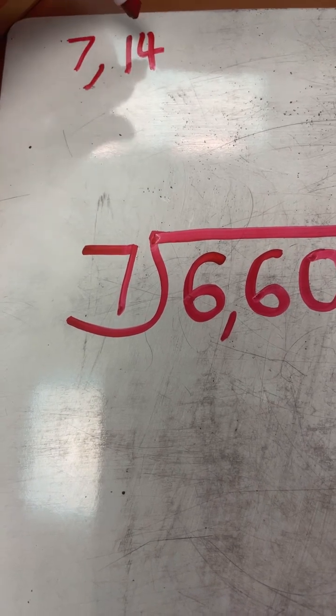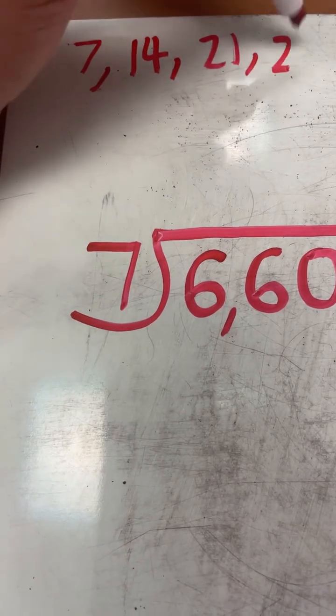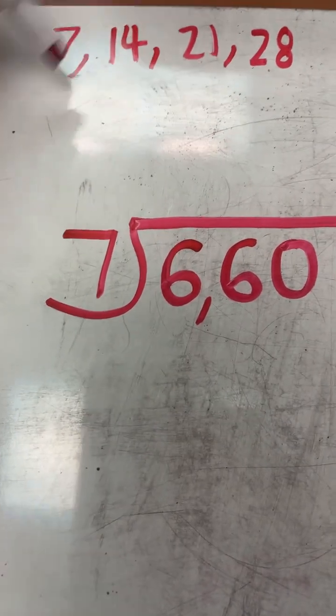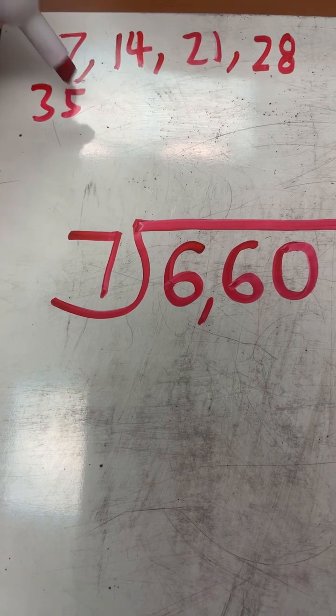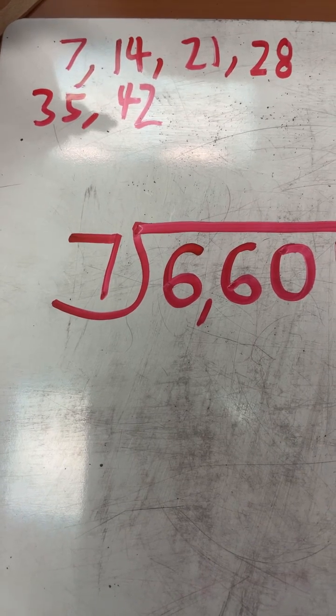14. So that's 2 groups of 7 so far. 21, 3 groups of 7. 28, 4 groups of 7. 35, 5 groups of 7. 42, 6 groups of 7.